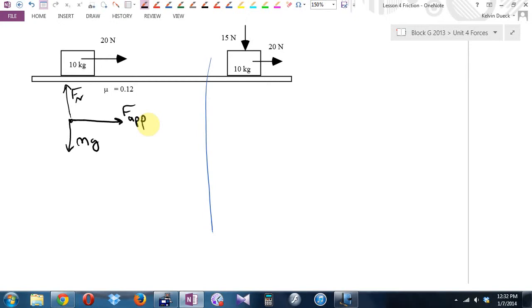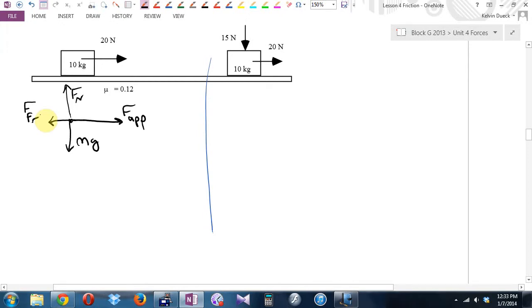Which way do you think this block is sliding? To the right. So which way do you think friction's acting? To the left. But I'll draw it shorter than applied because I'm pretty sure that applied is winning. I hope.